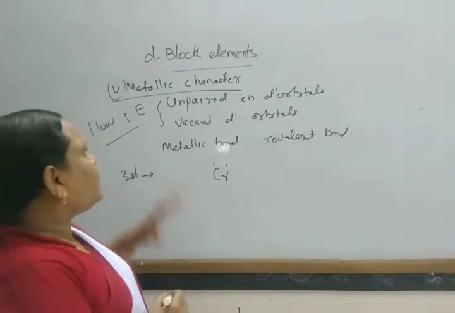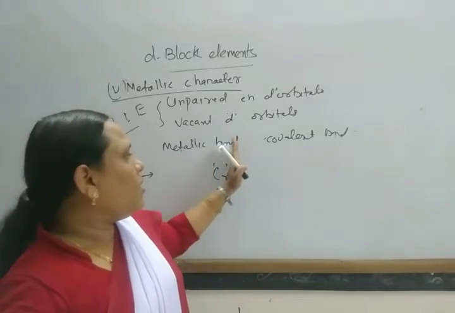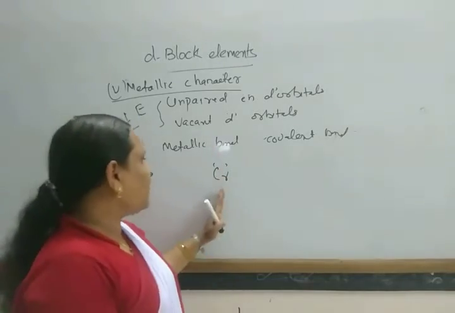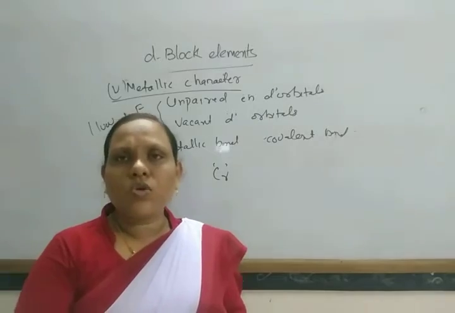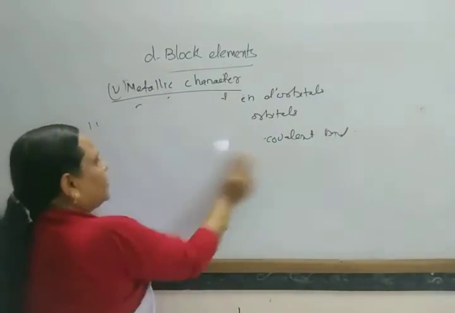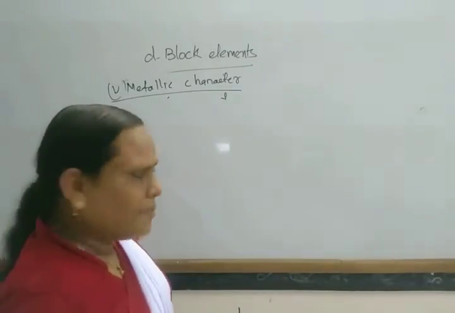As the metallic character increases towards the middle of the series, the melting point and boiling point also increase. Next, come to another factor, that is melting point and boiling point.